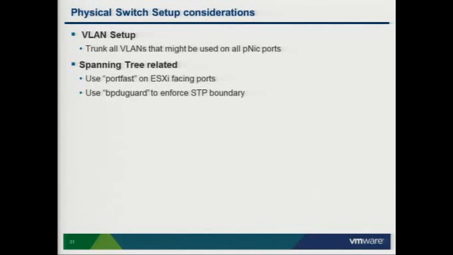Spanning tree related things: make sure you enable PortFast on the ESXi side. As you know, a virtual switch doesn't really participate in spanning tree. So in case there is some security issue and a BPDU is sent out, you want to make sure that BPDU guard is enforced, so that the STP boundary is enforced, so that if some packets come with BPDU, that switch will just block that packet.